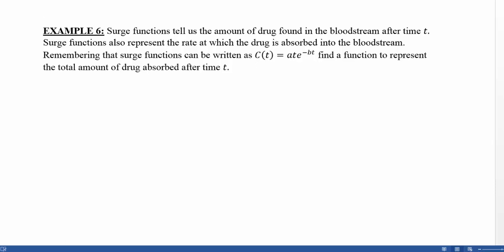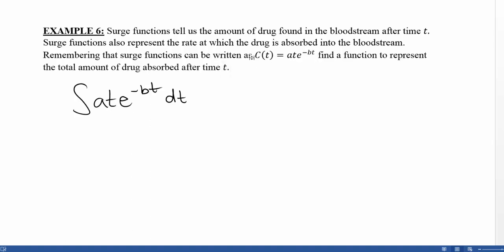So knowing that the surge function represents a rate, and knowing that the surge function is of the form at e to the negative bt, we want to find a function to represent the total amount of drug absorbed after time t. So what that means is we want to consider this as a rate, and we want to find the antiderivative. So here we want to find the antiderivative of at e to the negative bt dt. If we're able to find that antiderivative, that will be a function that represents the total amount of drug absorbed after time t.